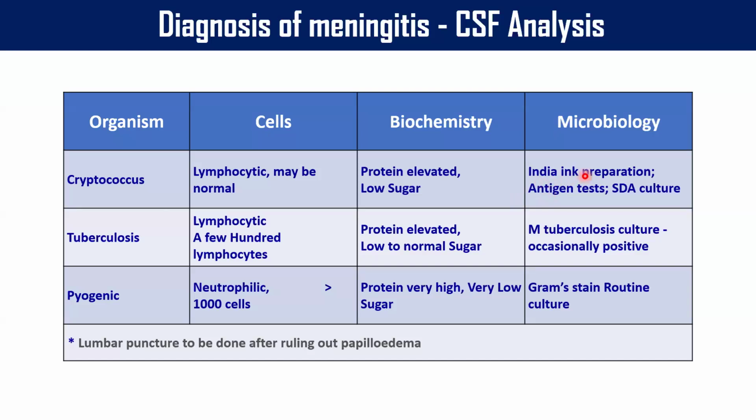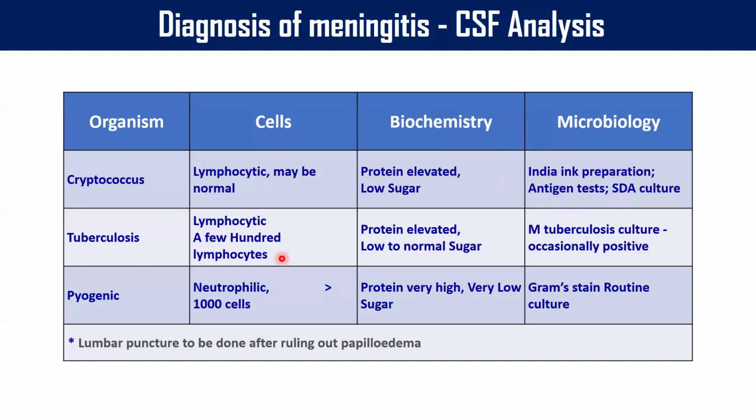But you have to ask for India ink preparation, antigen testing, and culture. Tuberculosis, we all know they will have a lymphocytic pleocytosis in the CSF, and they will have high protein and a low to normal sugar. And sometimes you may get MTB detected in the CSF either through your CBNAAT or something like that. Whereas in acute bacterial meningitis, it is a neutrophilic pleocytosis and counts may be very high, may be purulent. Proteins are high and very low sugar.